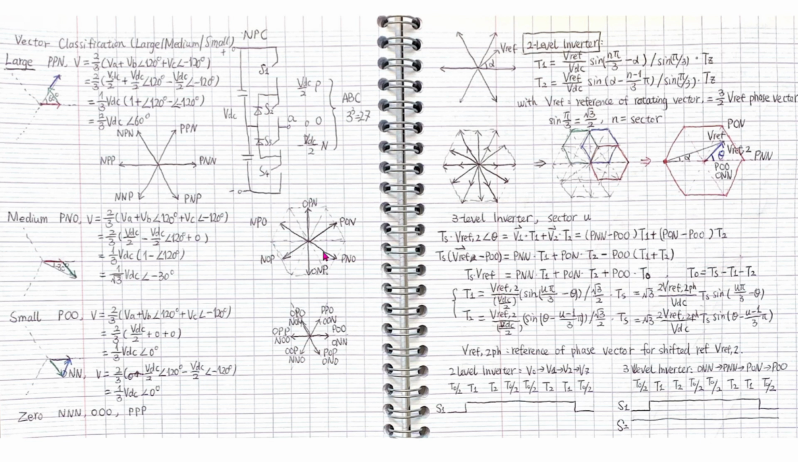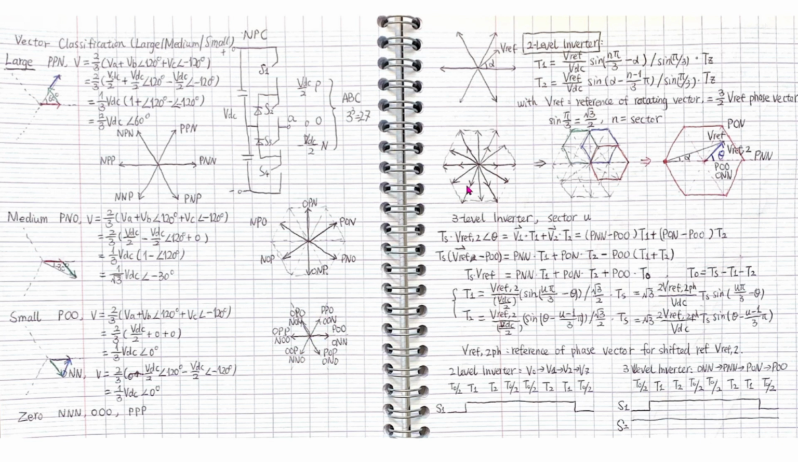The last group is the small vectors, for example POO. The vector is 1 angle 0. This vector is also the result of ONN. We can draw small vectors in the space. We now have all vectors.